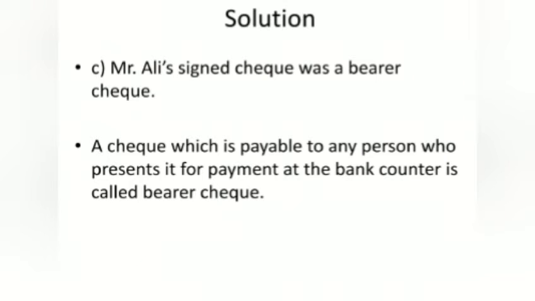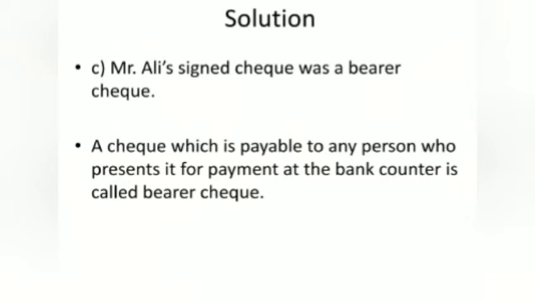Then, question number C was, what type of check was used by Mr. Ali? Explain. Mr. Ali's signed check was a bearer check. A check which is payable to any person who presents it for payment at the bank counter is called bearer check. Bearer check is a check where the receiver's name or its bearer is mentioned in the check. Bank usually provides cash in exchange of a bearer check.